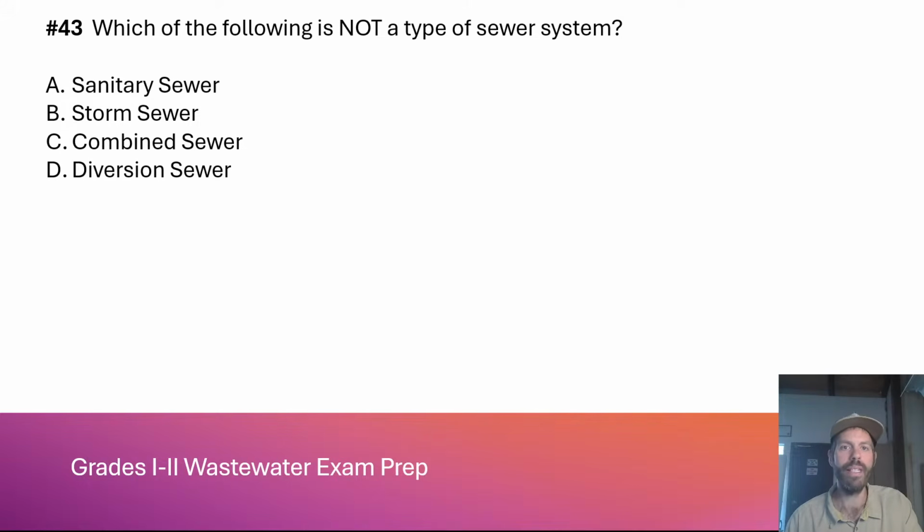Which of the following is not a type of sewer system? A, sanitary sewer, B, storm sewer, C, combined sewer, D, diversion sewer. Which of the following is not a type of sewer system? Sanitary, storm, combined, or diversion? I had to really think about coming up with the wrong choice on this one. Diversion sewer is not a thing as far as I'm aware. D is the correct answer.